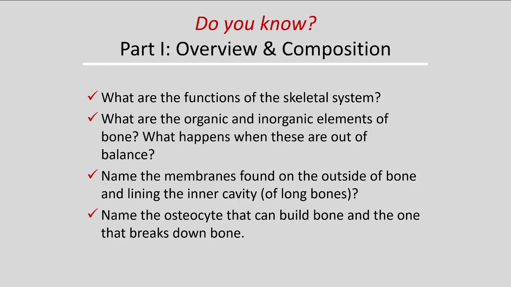So for part 1, you should know what the main functions are of the skeletal system. You should know the difference between the organic and inorganic elements of bone and what happens when these are out of balance. If we have too much organic, is your bone going to be bendy or brittle? It'll be bendy. If you have too much inorganic, will it be bendy or brittle? It'll be brittle. You need to name the membranes found on the outside of the bone, periosteum, and those that line the inner cavity of long bones, and that would be endosteum. And name the osteocyte that can build bone, which is an osteoblast, and one that can break it down, which is an osteoclast.